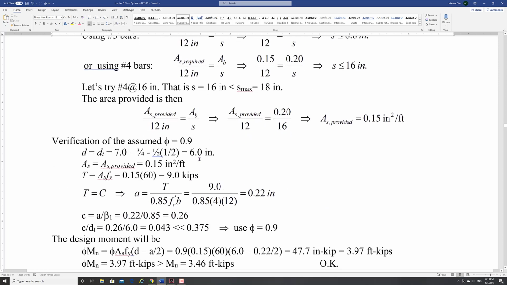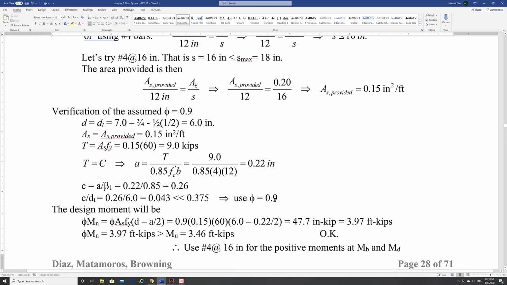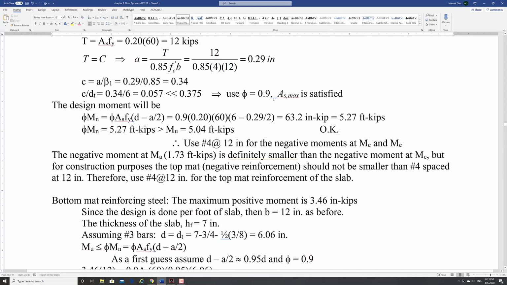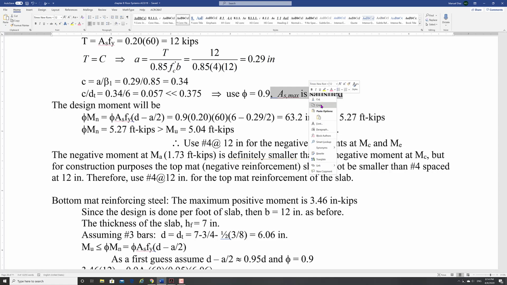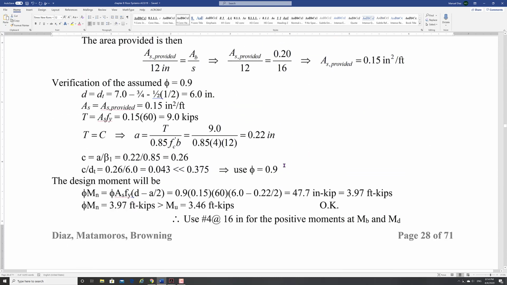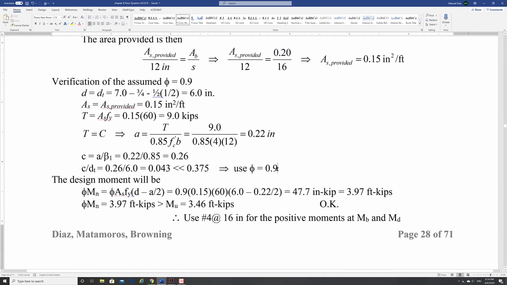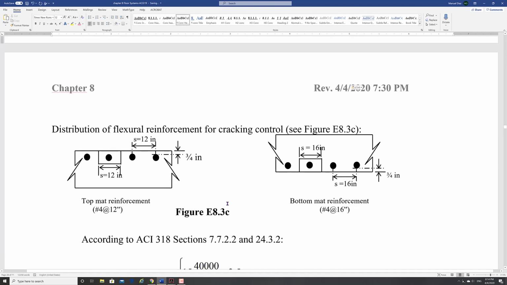I'm good. Check again my capacity, my phi factor, my ductility, and my A S maximum that I just put in here. Right, so this one is satisfied. So it is satisfied. So the design capacity, pretty good. Number 4s at 16. You say, oh wow, number 4s at 16, that's great. But now it comes cracking control, right?